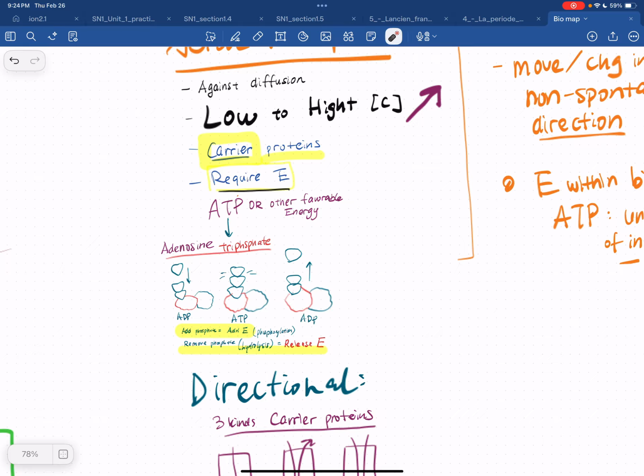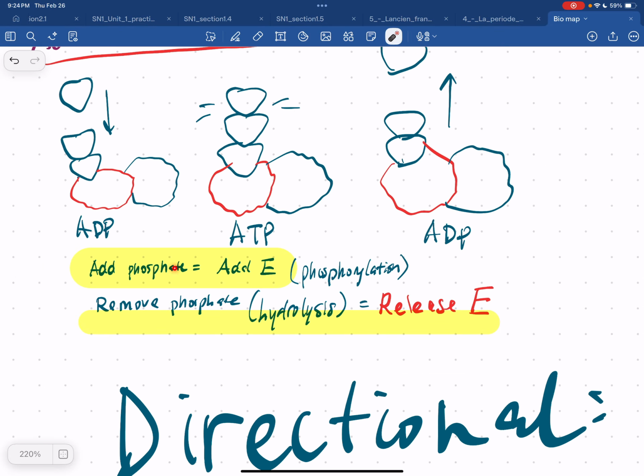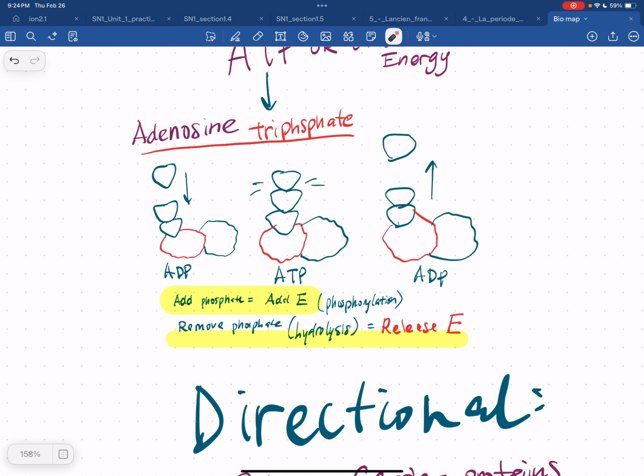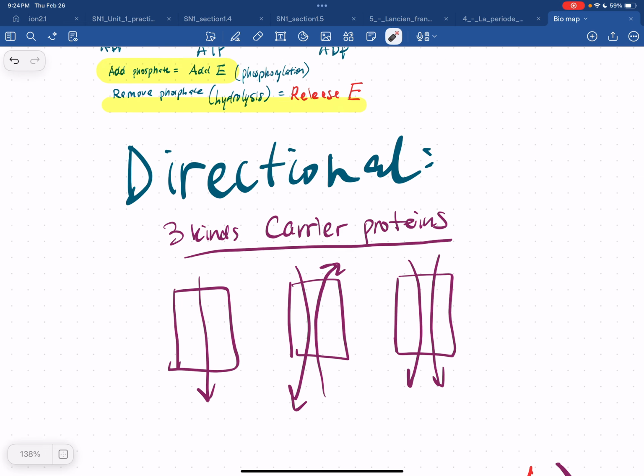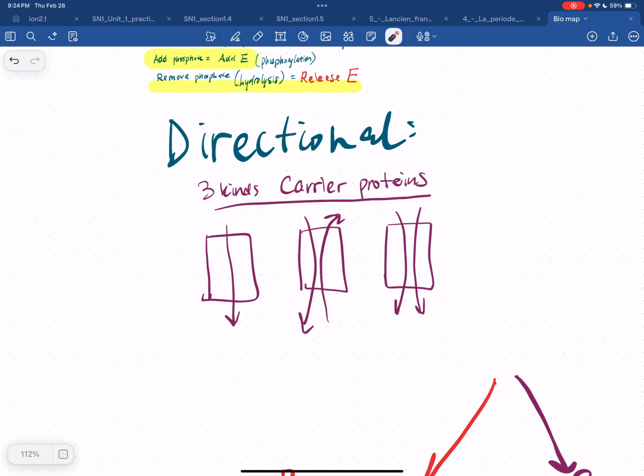So the ADP and ATP. Turning ADP into ATP is done in the mitochondria, but for now, adding phosphate is adding energy, and removing phosphate is hydrolysis, which releases energy. So by adding a phosphate, you're adding energy. ATP can be used for the AMP reaction as well. So there are 3 directions of transport. One is only one direction. There's both directions. Another protein goes in the same direction, but 2 can go in.